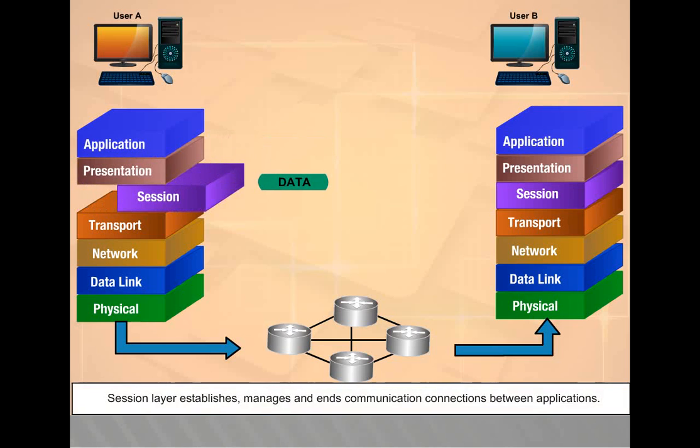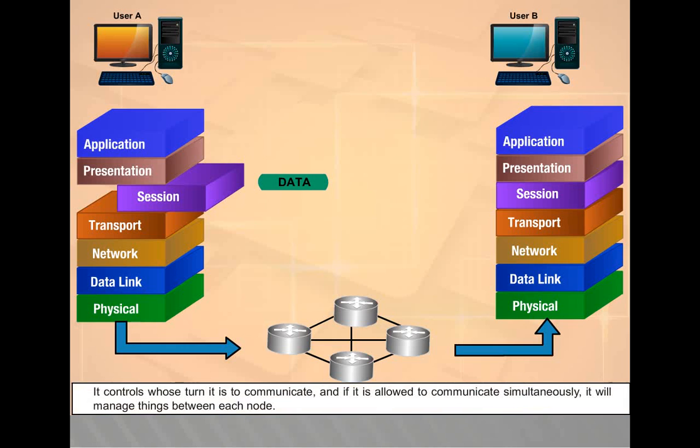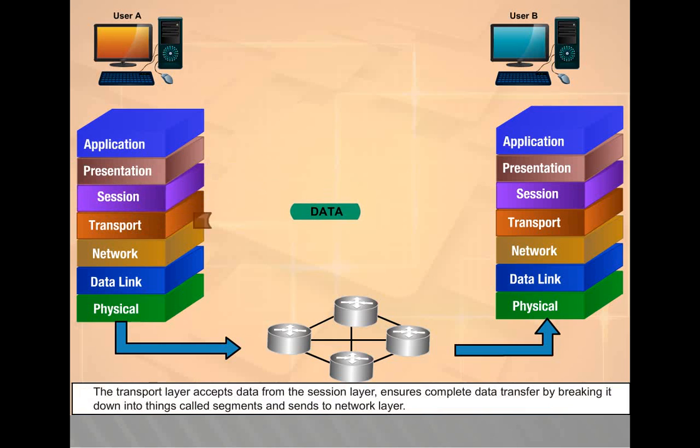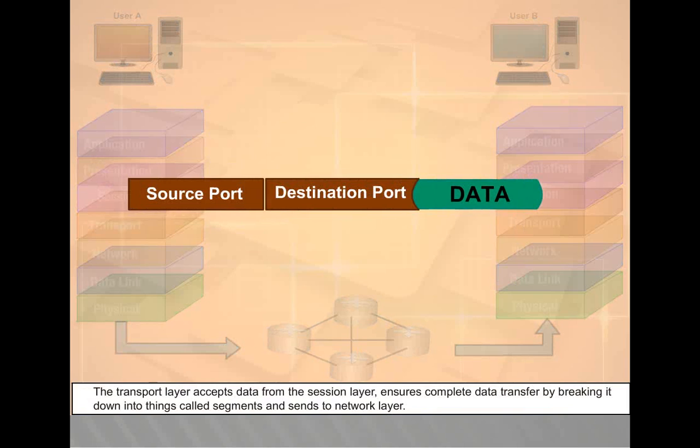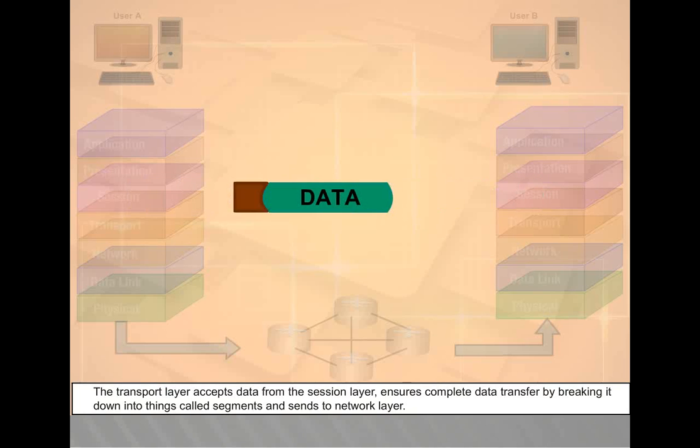Session layer establishes, manages and ends communication connections between applications. It controls whose turn it is to communicate, and if it is allowed to communicate simultaneously, it will manage things between each node. The transport layer accepts data from the session layer, ensures complete data transfer by breaking it down into things called segments, and sends them to the network layer.